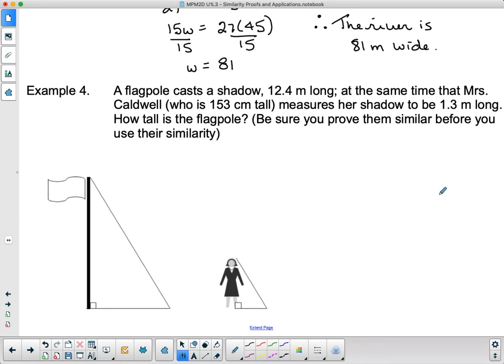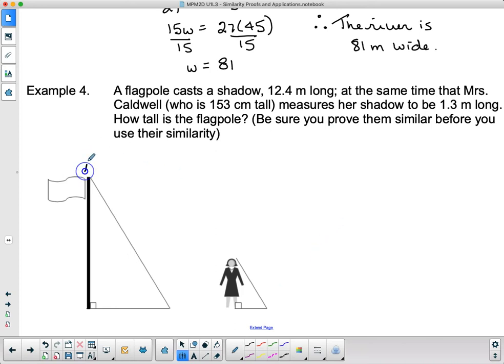Okay, now the last one here, we want to prove that these two triangles are similar first. So it says a flagpole casts a shadow 12.4 meters long at the same time that Mrs. Caldwell, who is 153 centimeters tall, measures her shadow to be 1.3 meters long. How tall is the flagpole? Be sure you prove them similar before you use their similarity.